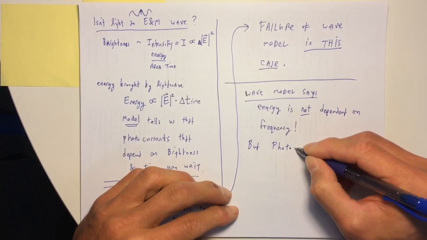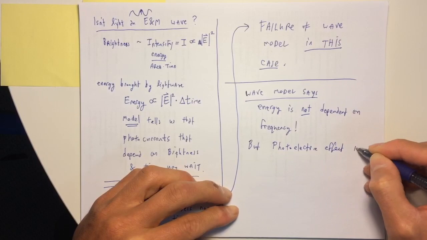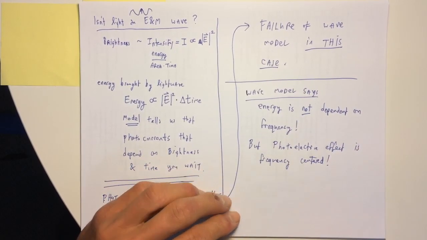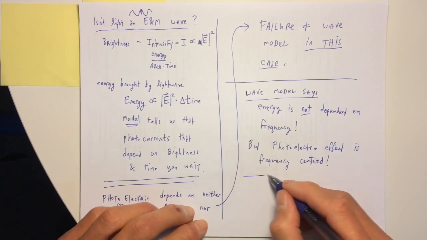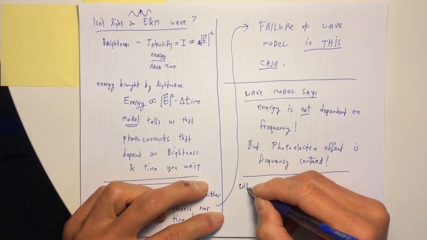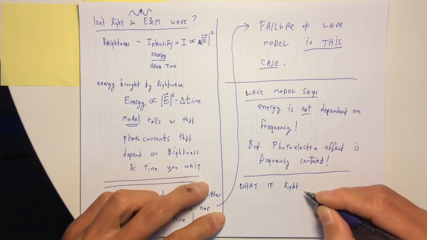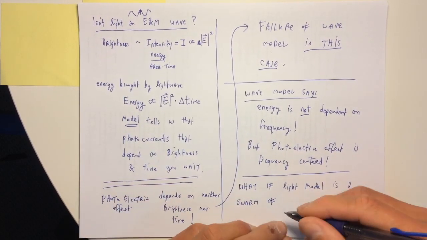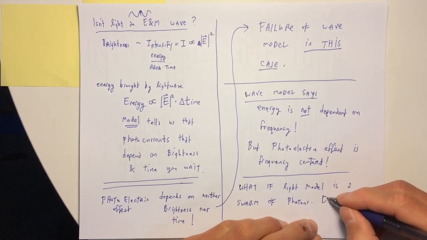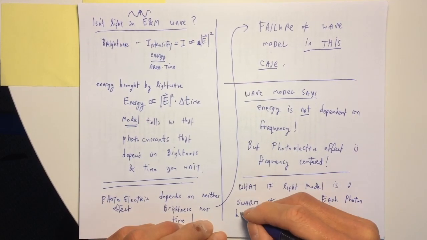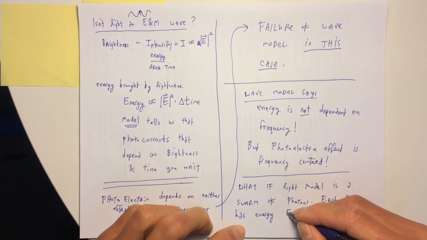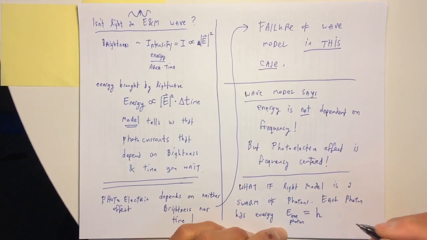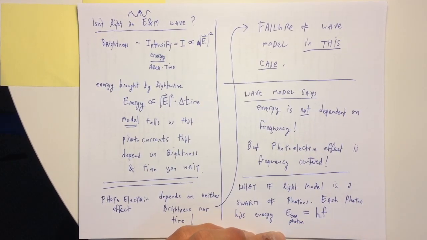So energy is not dependent on frequency in the wave model, but the photoelectric effect is frequency centered, very much associated with frequency. So the conclusion is, what if the appropriate light model is a swarm of photons, where each photon has energy? This is the energy of one photon, and it is equal to Planck's constant times the color, or the frequency, of the photon.